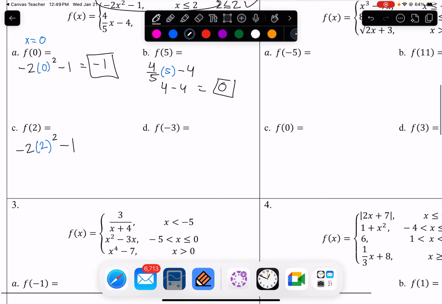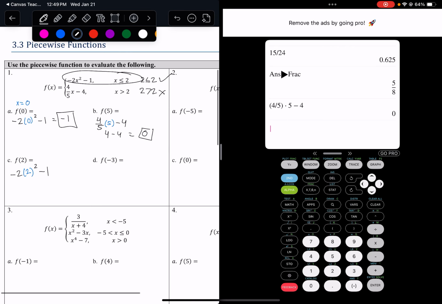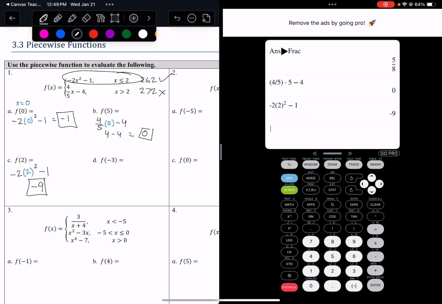So I'll show you how to plug this into your calculator if you don't know how. We do -2, open parentheses, 2, close parentheses, squared. Remember, whenever you're plugging into a function, always put parentheses around whatever you're plugging in. And then we do a minus 1, and we end up with -9 as our answer there.